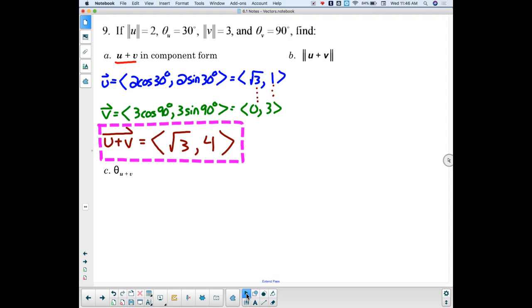Now, I want to find the magnitude of that one. So that's going to be the square root of 3 quantity squared plus 4 quantity squared, and I'm going to take the square root of that. Square root of 3 squared. 3. 4 squared.